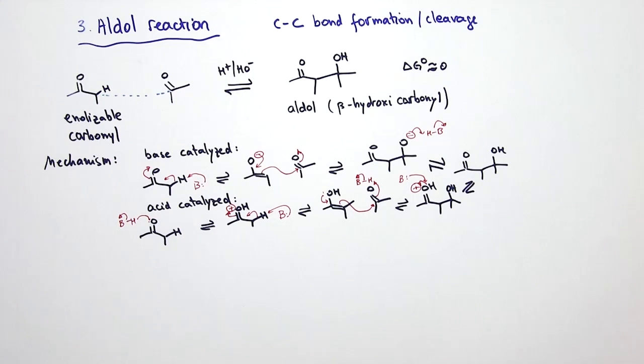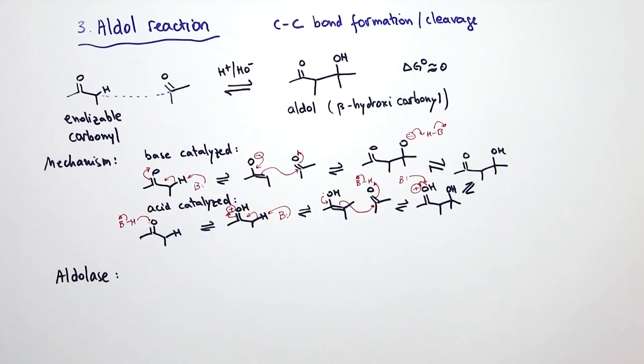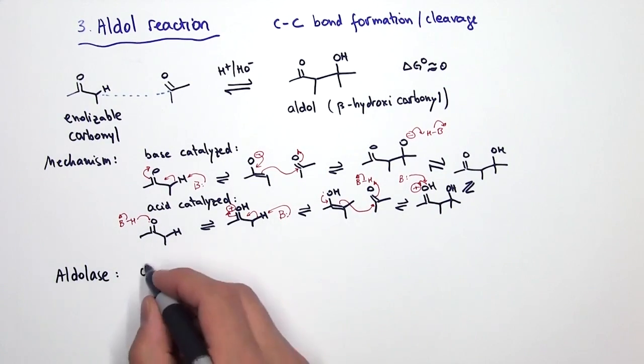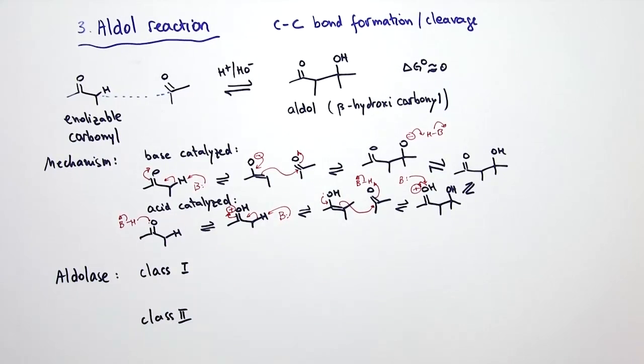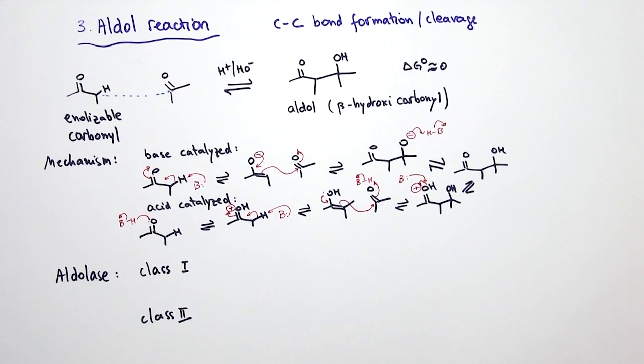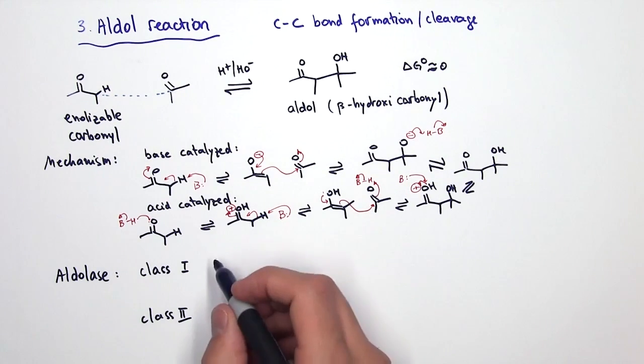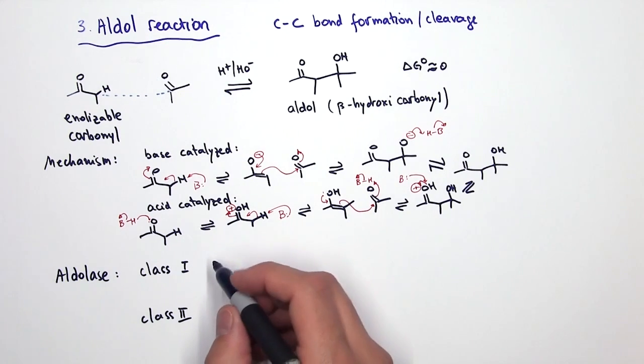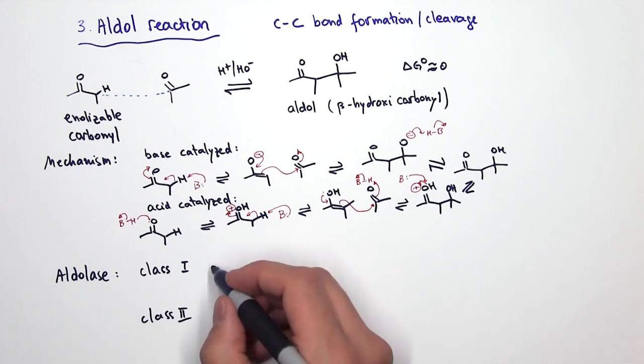In biochemical systems, the enzyme that catalyzes the aldol reaction is called aldolase. And there are actually two kinds of aldolases, class 1 and class 2. The distinctive feature of these enzymes is the way they catalyze the reaction. Class 1 uses an active site lysine to form a Schiff base with the carbonyl, which activates the carbonyl and allows for the enol formation. Class 2 uses a metal ion, such as zinc, to accomplish the same thing.